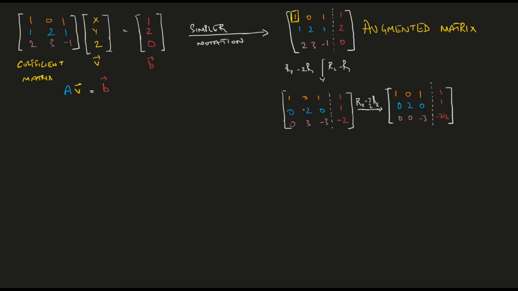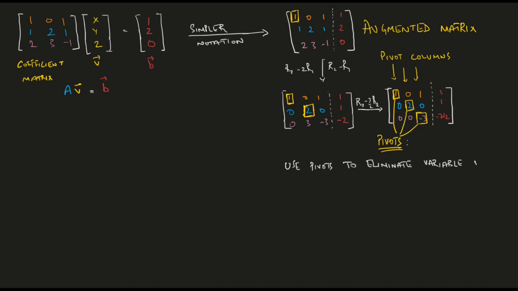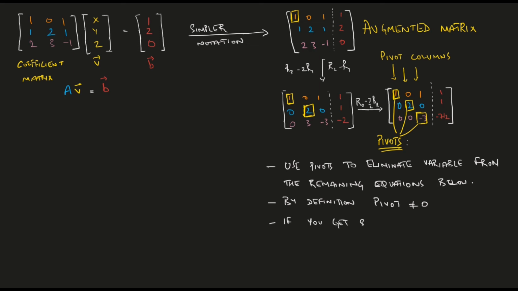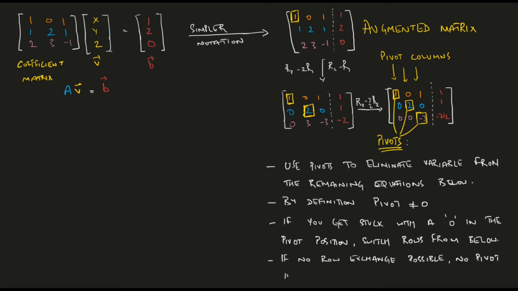This 1, this 2, and this minus 3 are called pivots, and the columns that contain pivots are called pivot columns. We use the pivots to eliminate variables from the remaining subsequent equations below them. By definition, a pivot cannot be 0, or else you cannot eliminate the variable from the remaining equations. While carrying out the Gaussian elimination, if you get stuck with a 0 in the pivot position, you should switch rows from below. If no row exchange is possible, then we say that no pivot exists in that column. The corresponding variable to that column is free.